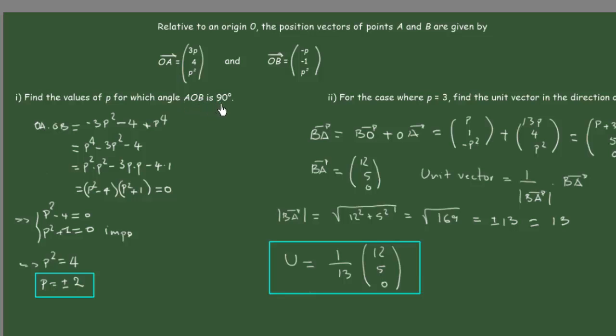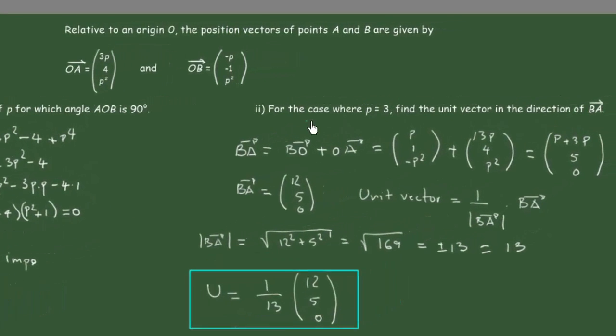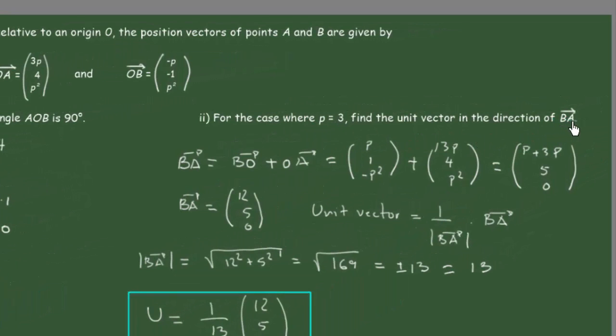AOB is 90 degrees. And for the second question, we had to find the unit vector in the direction of BA for the case where P equals 3. First of all, we found the vector BA, and the vector BA equals BO plus OA, and BO is the inverse vector of OB. So we would multiply by minus 1, and the minus will disappear on the first two terms and come to the third one, because we're multiplying by minus 1 because this is the inverse vector of this one, plus OA, which is this vector, and we add them together and replace P by its value 3 given here.